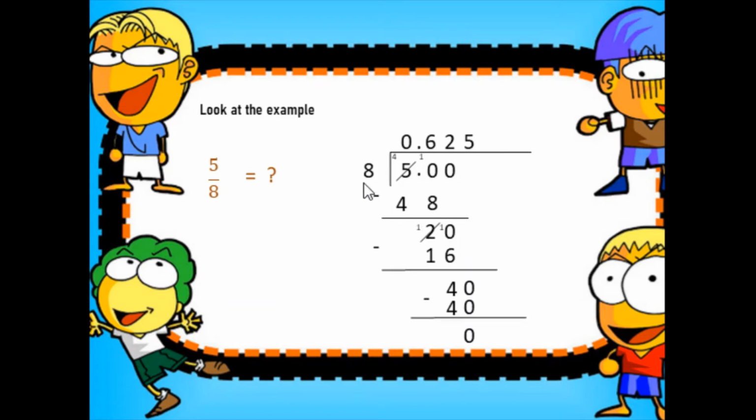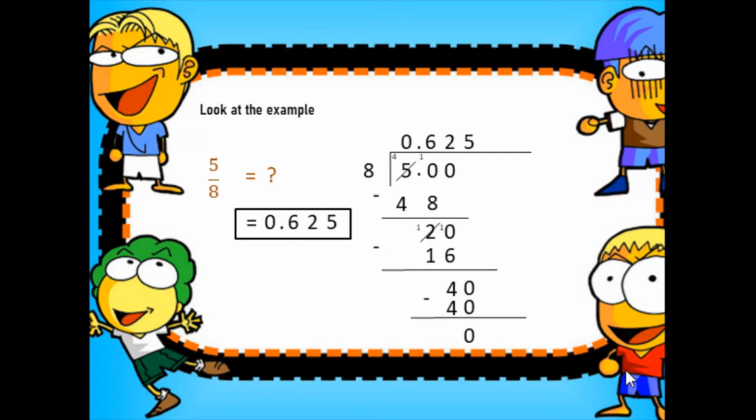20 divided by 8 is 2, since 2 times 8 is 16. 20 minus 16 is 4. 4 and 8 cannot be divided, so add another 0. 40 divided by 8 can already, so we have 5. 5 times 8 is 40. 40 minus 40 is equal to 0. Therefore, our decimal form for 5/8 is 0.625.